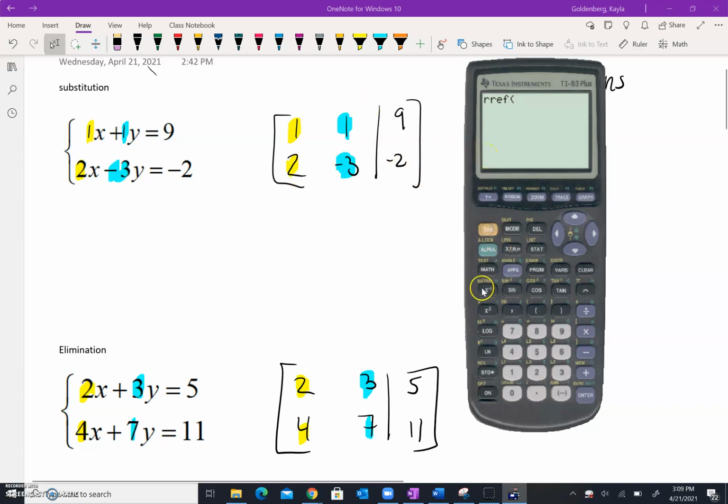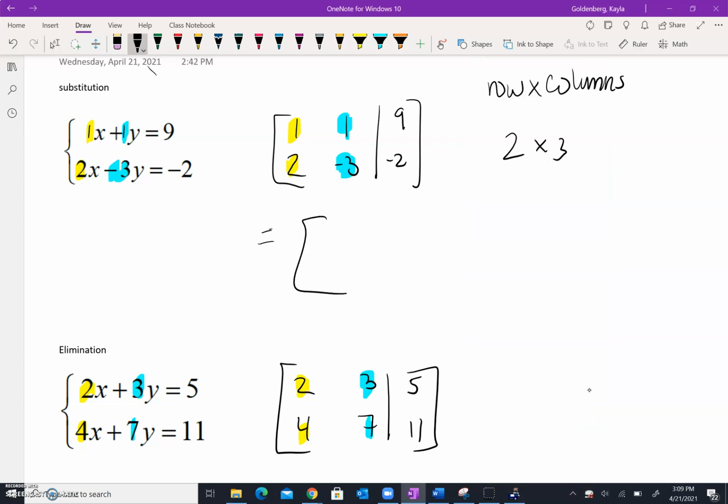I'm going to do second matrix. Because I could have a bunch of matrices, I need to tell it to look at matrix A. So I have it over matrix A. I'm going to press enter, and then enter one more time. And what the calculator is doing is giving me the reduced row echelon form of the particular matrix I put in. So 1, 5, 1, 4.